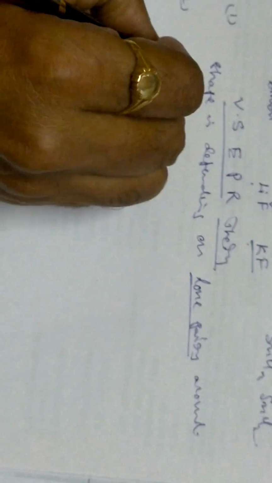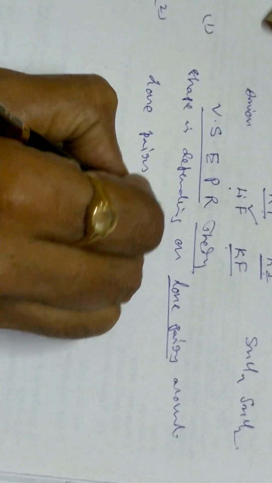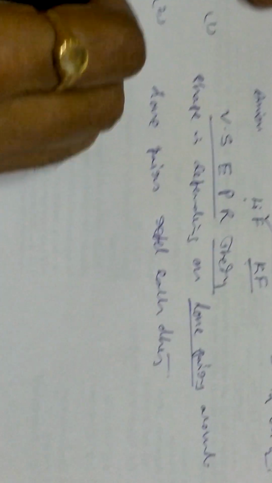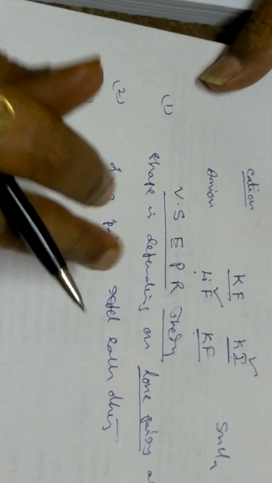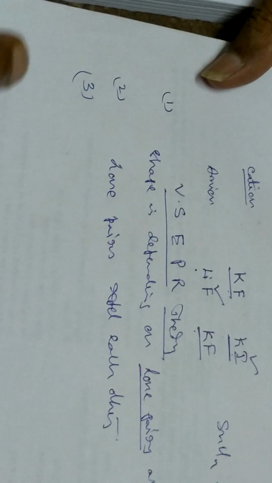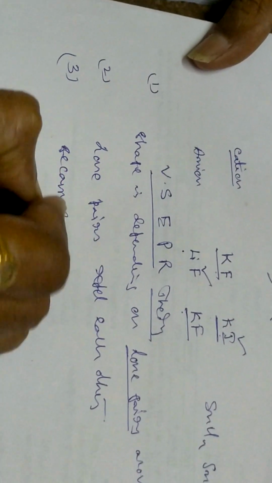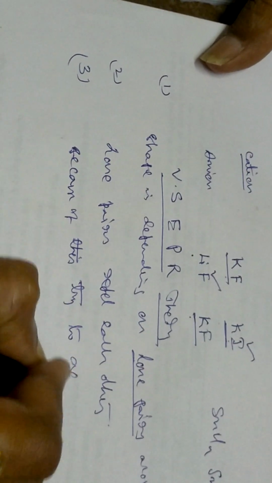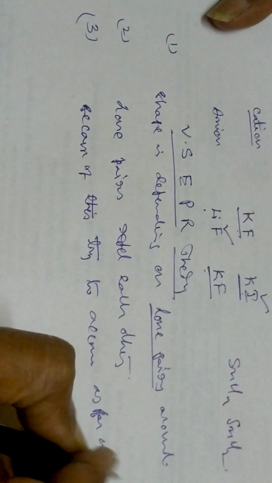Rule number 2, lone pairs: electrons repel each other, like poles repel each other. Because of this reason, they will try to be as far away as possible. The lone pairs repel each other, so they will try to accommodate as far as possible. That is the next rule.